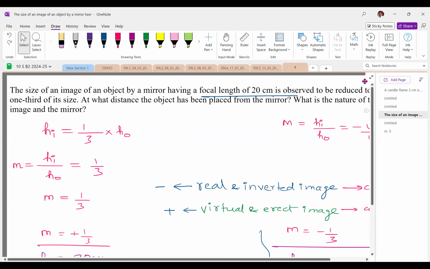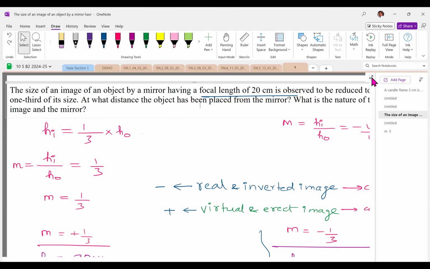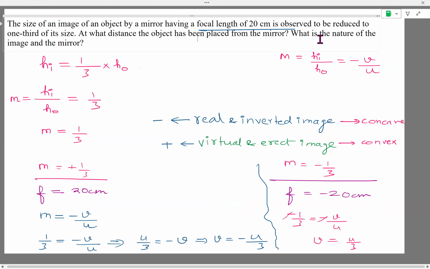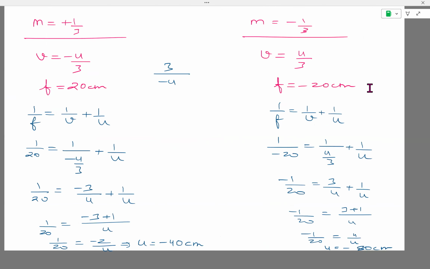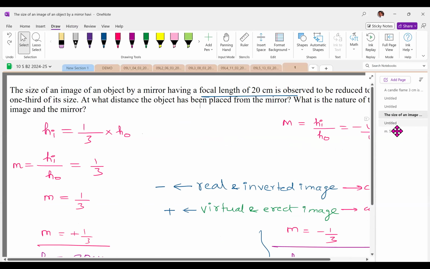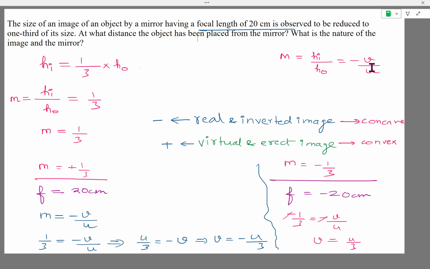Okay. So this kind of question is generally not asked in the board exam, but yes, in the school exam, they do test sometimes. Okay. So what is the nature of the image? See, if it is a convex mirror, you will say the nature of the image is virtual, erect, and diminished. And if it is a concave mirror, because we have got both the mirrors, right? So if it is a concave mirror, it's going to be a real, inverted, and diminished image, because in both the cases, the image is reduced to 1/3, right? Okay. So you have to do both the cases and give the conclusions separately.